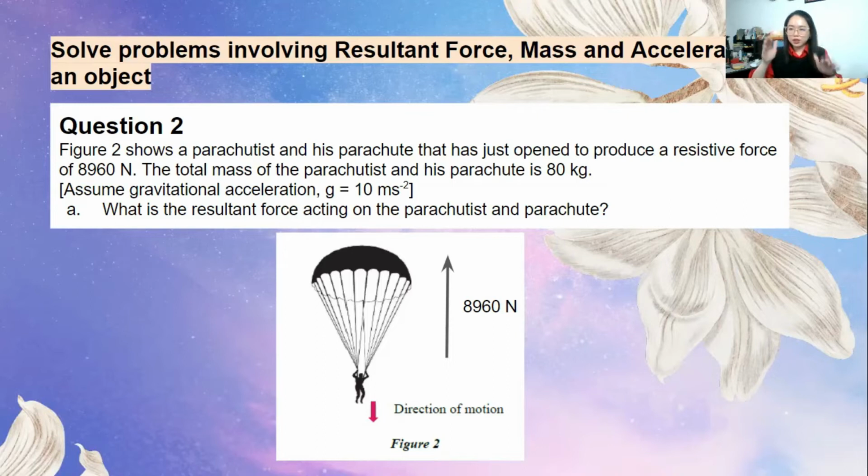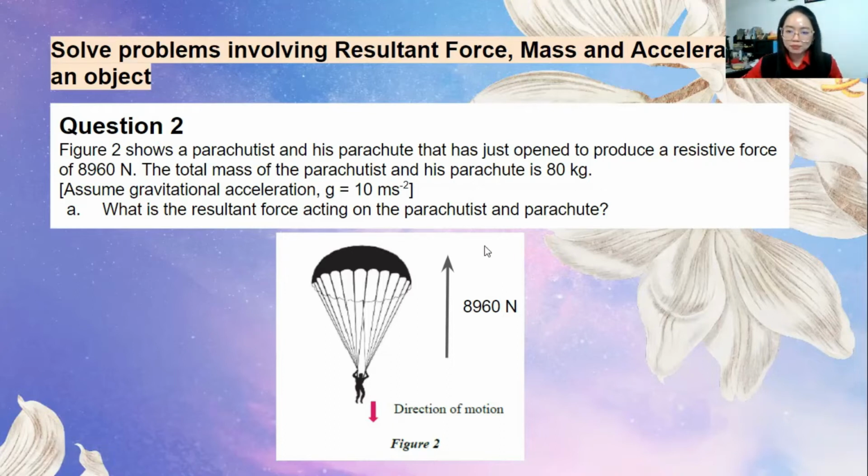Let's say you are falling without your parachute, you're going to fall with 9.81 meters per second squared. But in this question, we are going to use gravitational acceleration as 10 meters per second squared. So without any resultant force, without the resistive force, you are going to fall with 10 meters per second squared. But because you open the parachute, you have resistive force. That's why you're going to fall slowly downwards. Okay, I'm not going to talk further about that.